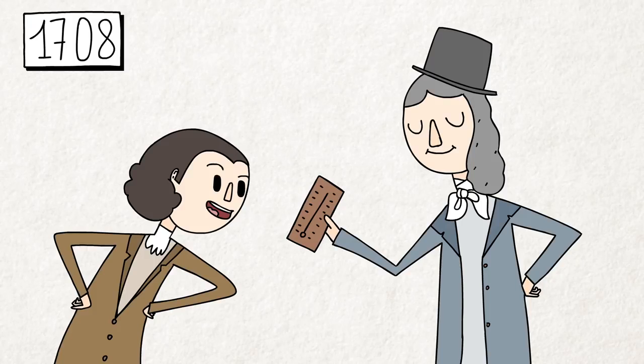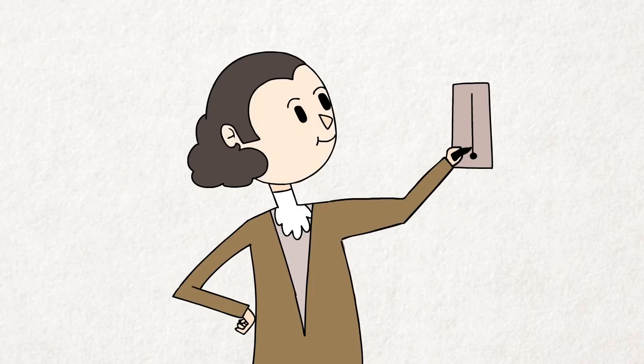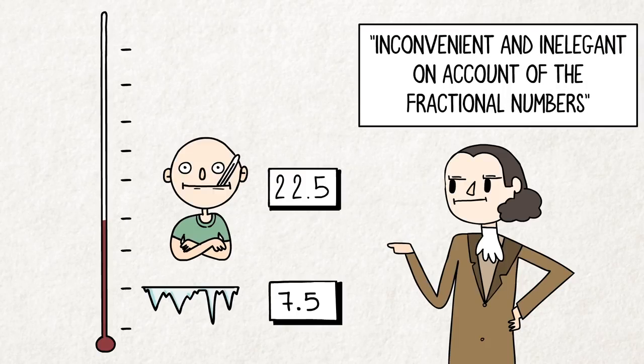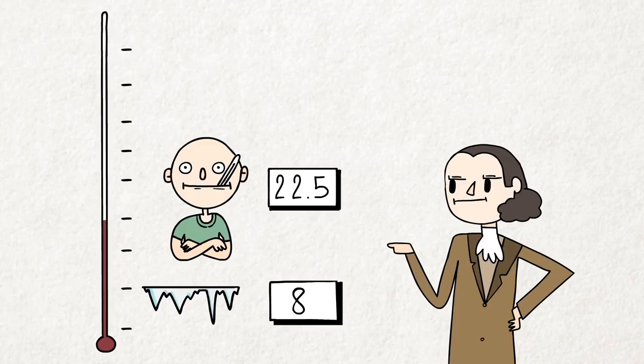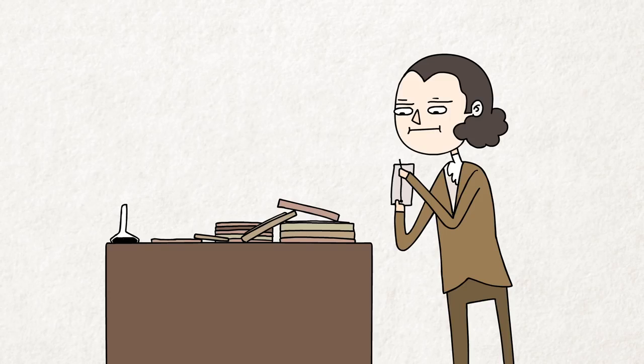So at their meeting in 1708, Fahrenheit learned of Romer's temperature scale and adopted it as his own, adjusting it slightly because he found it inconvenient and inelegant on account of the fractional numbers. So he scaled them up to 8 and 24. And this is the original Fahrenheit scale.